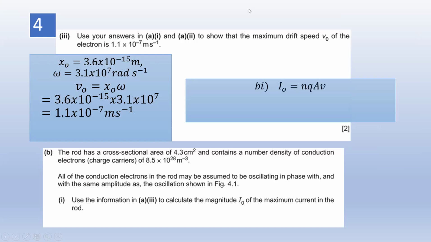Okay. This is your AS formula. I naught equals nQAv. So that is your n. That's your Q, the charge on the electron. That's your area. Area, change it to SI unit. And there's your speed. Using your calculator to calculate it out.